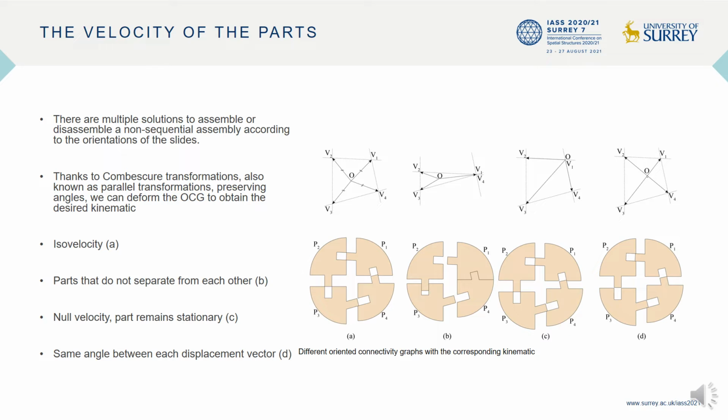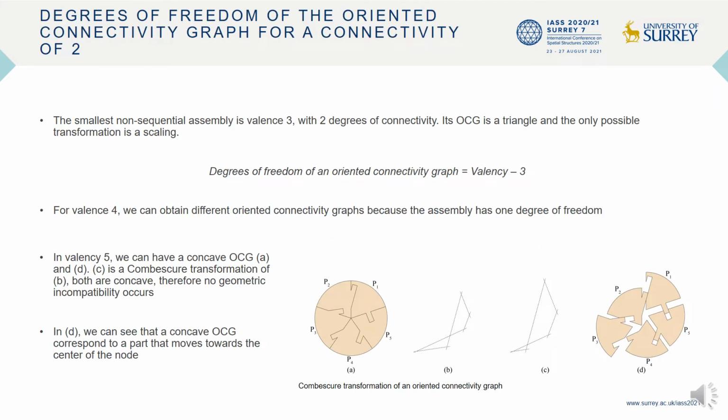If the origin coincides with a vertex of the oriented connectivity graph, then the corresponding part has null velocity and remains stationary. Finally, it's also possible to have a kinematic with the same angle between each displacement vector. In the case of non-sequential assemblies where each part has strictly a degree of connectivity of 2, the number of degrees of freedom is valency minus 3.